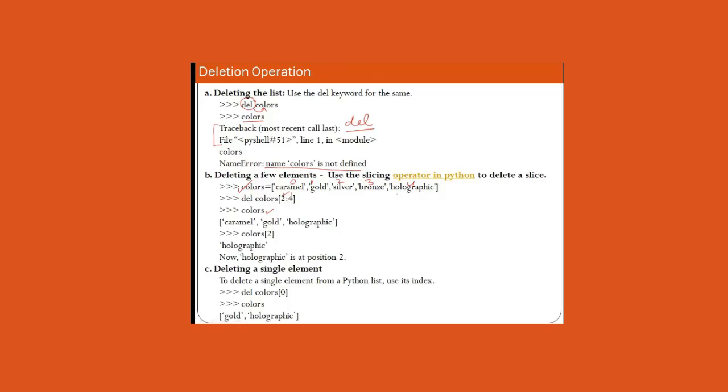So why is it so? Because here you can see this fourth will be excluded, right? You have deleted 2, you have deleted 3, because it is deleting the second and third element, and it is displaying caramel, gold, and holographic. Now you try to display it, because now it has done the reordering. Now this becomes 0, this becomes 1, this becomes 2. So now if you try to display colors 2, it will display holographic. Now it is at position 2.